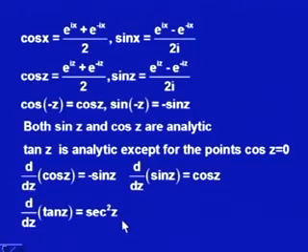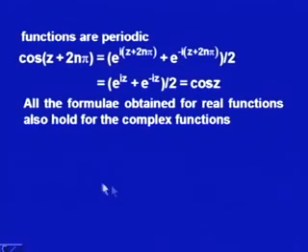Here one may notice that these formulas are very similar to what we have for real variables, because we know d/dx of cos x is equal to −sin x, d/dx of sin x is equal to cos x, d/dx of tan x is equal to sec² x. So derivatives of sine and cosine functions of a complex variable are the same as what we had earlier for real variables. This is not all, other formulae can also be proved along the same lines.